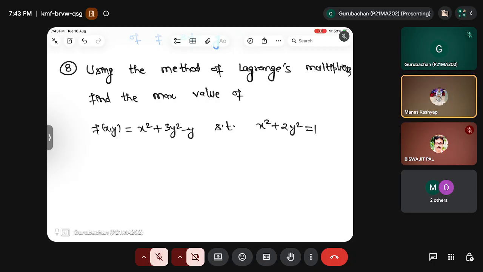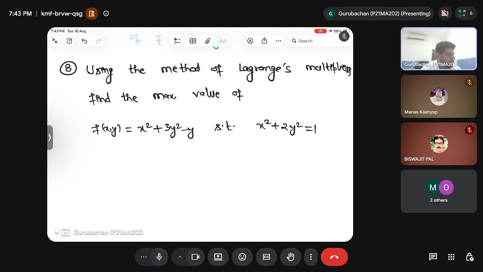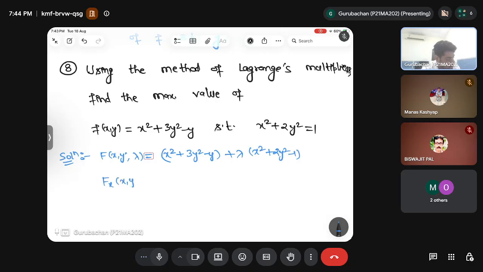Three by four. Hmm. No, let me do. So this will give you 2x plus 2 lambda x, and 6y minus 1 plus 4y.